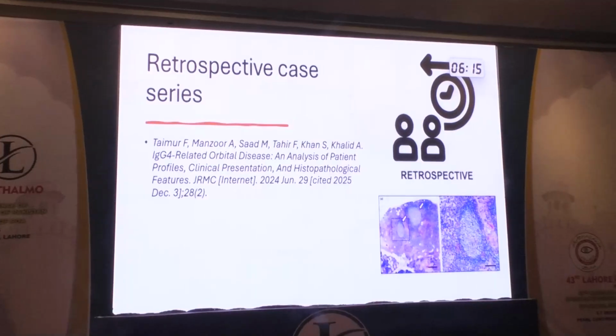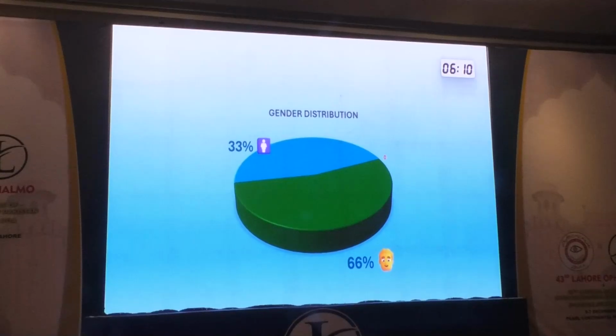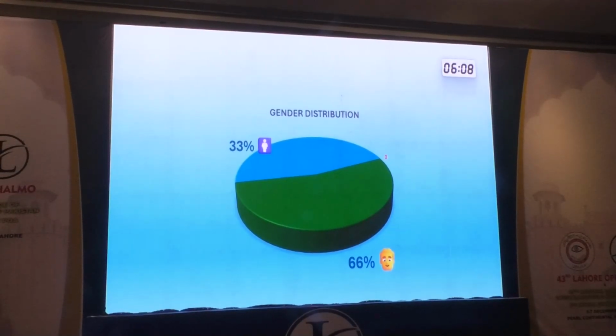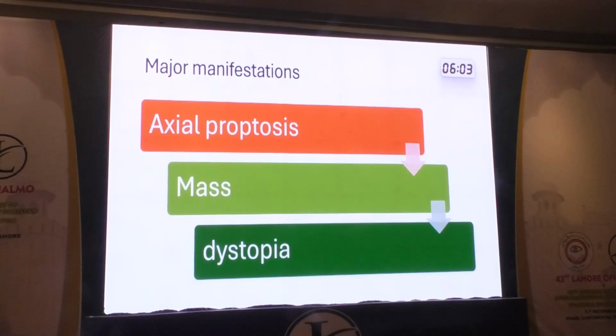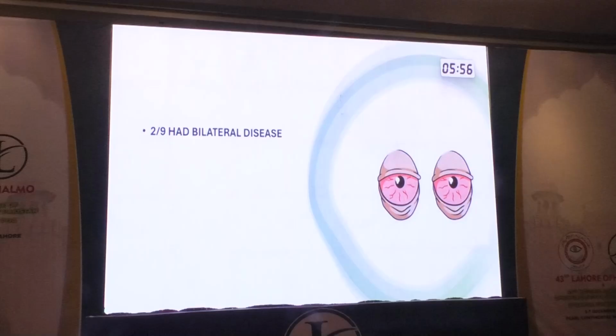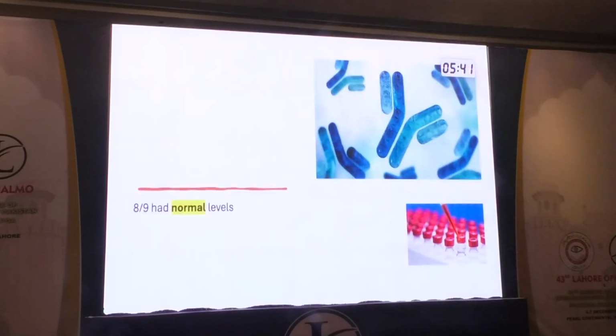So here's a retrospective case series that was published from our side. 66% of our patients were male and 33% were female. The youngest was 24, the oldest 69. The major manifestation in our setup was axial proptosis, second was mass, and then dystopia. 2 of the 9 patients had bilateral disease. 2 of the 9 had systemic manifestations at the time of presentation. One was a diagnosed case of diabetes insipidus, and the other had xanthogranuloma.